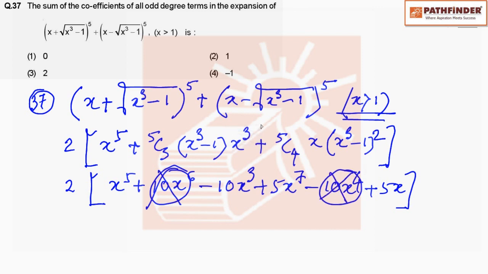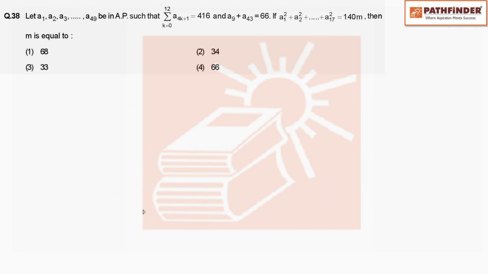Now what is the sum? The coefficients 10 minus 10 plus 5 will cancel out, then the coefficient is 2 into 1, it is 2. So the answer is 3. The next question is based on the AP, GP, progression and series chapter.